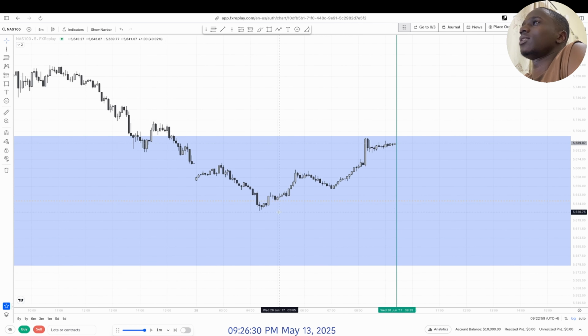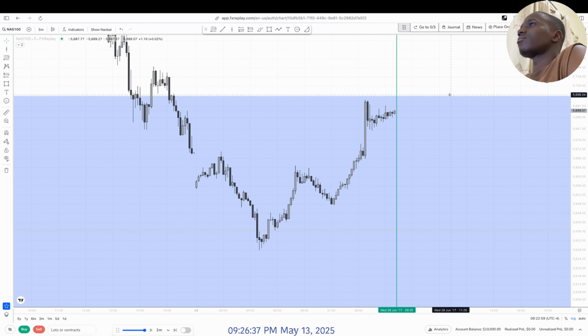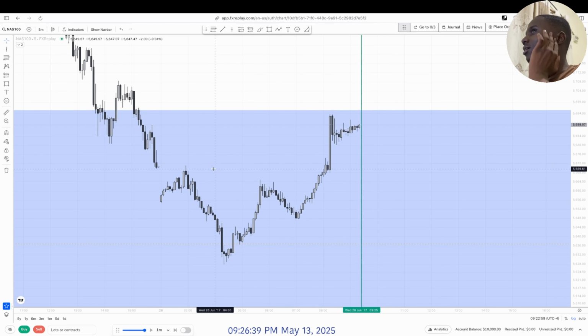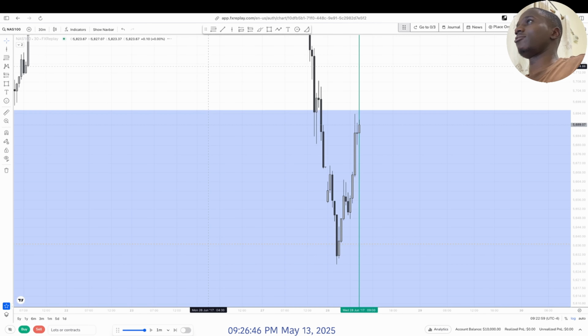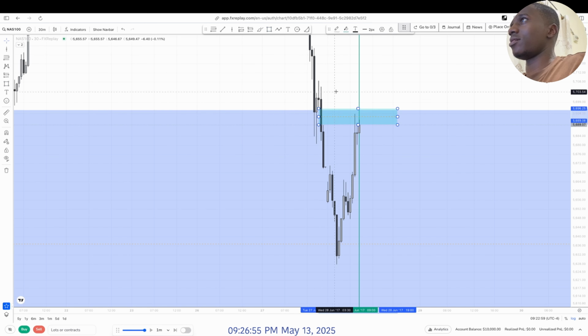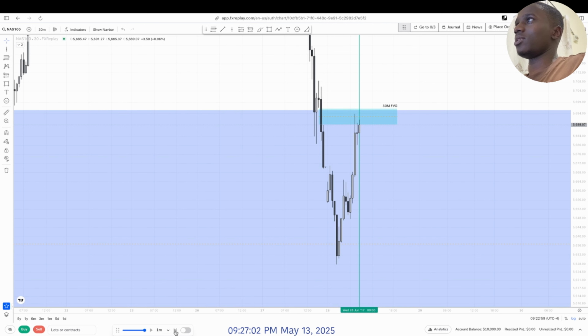Great. So you can see that this is how the day started, going in ranges, and we can see that London high taken out, London low floating right here. In the 30-minute view, we're in a fair value gap from the 30-minute. Yeah, and since we are in this 30-minute fair value gap, we might expect it to respect it and then drop lower. So let's see what it does by the open.